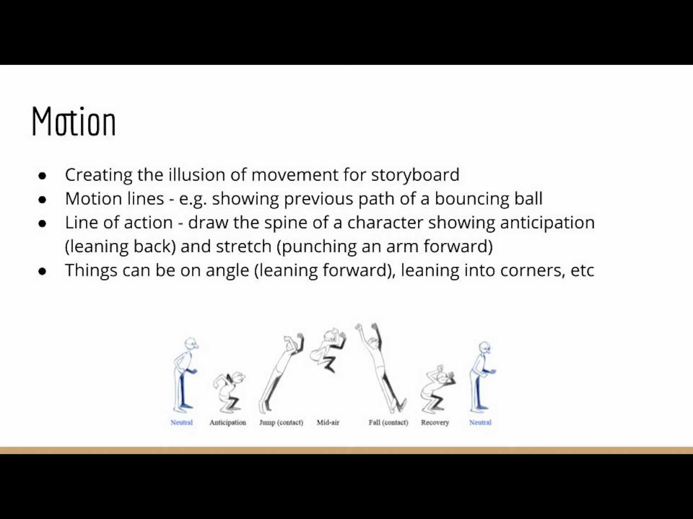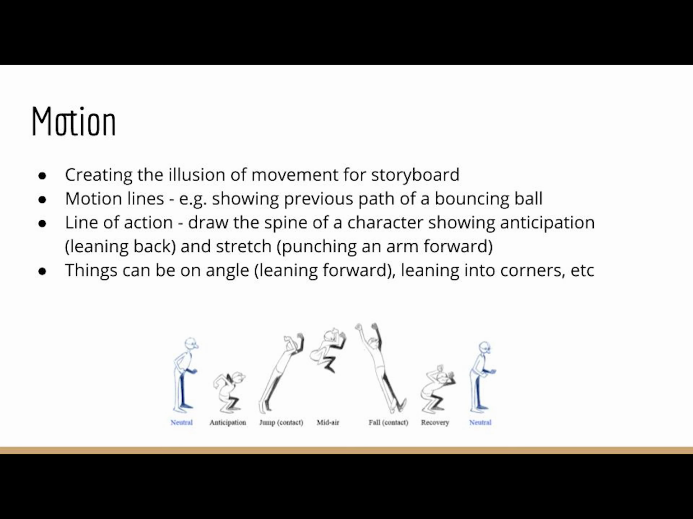Motion. There's different ways of creating the illusion of motion for the storyboards. You can do motion lines. Another one is the postures of the character. So if somebody's going to punch someone, they might lean back, and this is called anticipation. Rather than just the fist going out forward, they pull their fist back, and they might lean back a bit with their spine, and then they throw their shoulder forward and the punch goes forward, and they call that stretch in terms of animation. So working out things like this and just trying to get the overall flow of the character helps make the animation better.